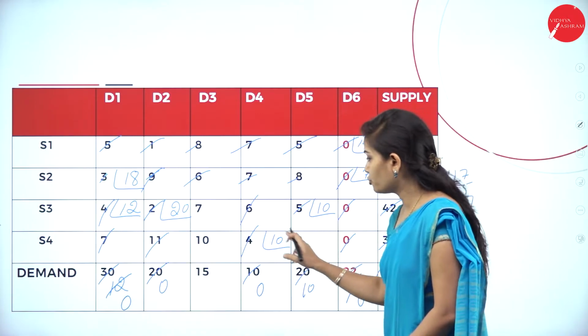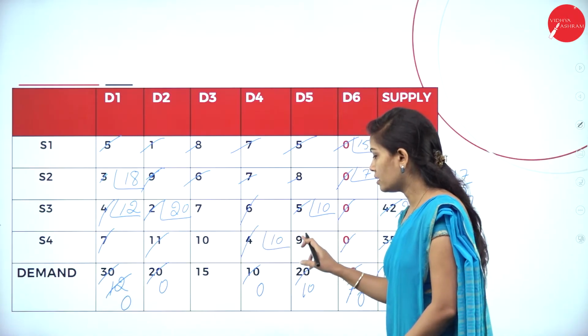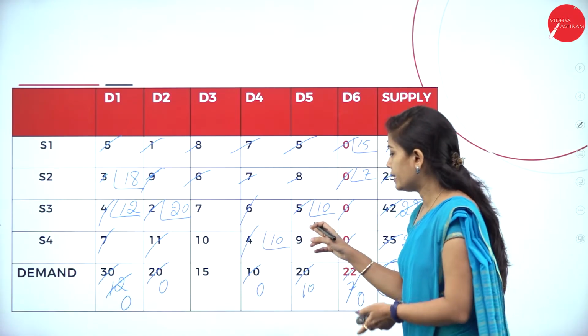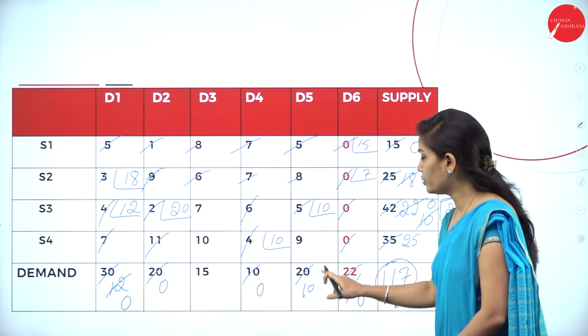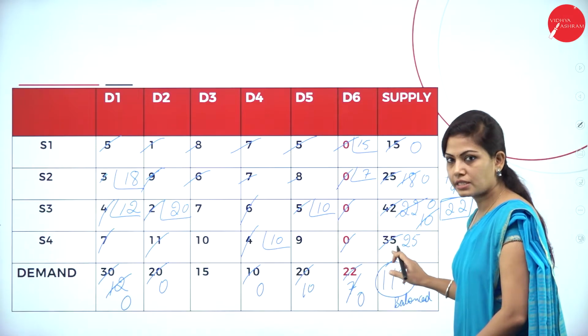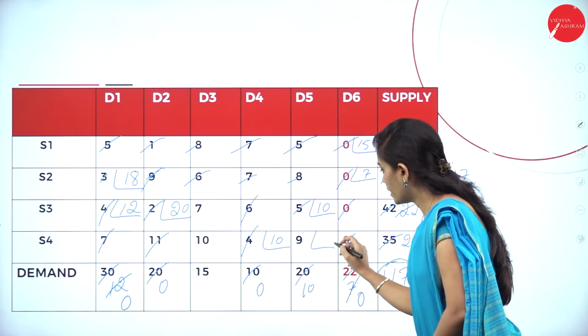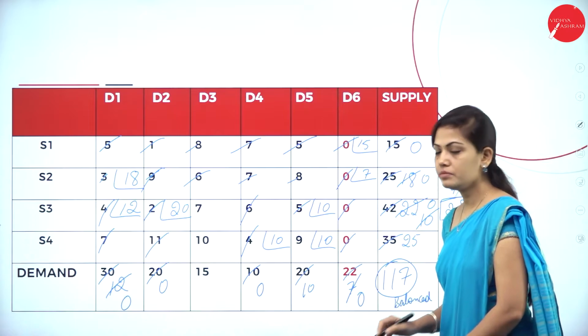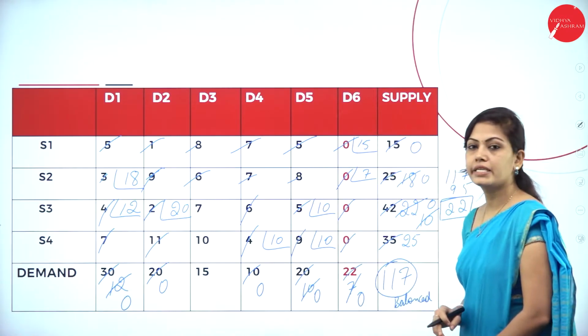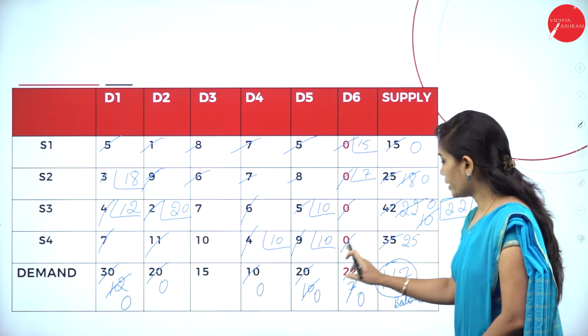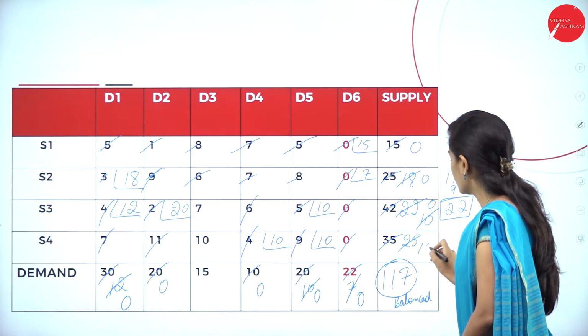So still we have two numbers, 10 and 9. The least value is 9. You just take the supply value and demand value. Demand value is lesser than the supply value. I will allocate 10 rupees to this cell, so it will become 0. If it is 0, you can cancel this entire column. 25 minus 10 is 15.